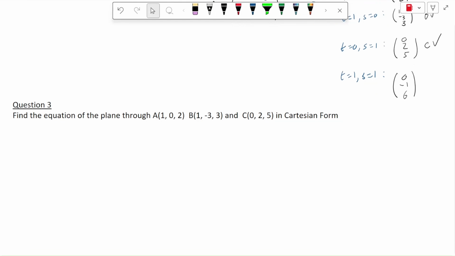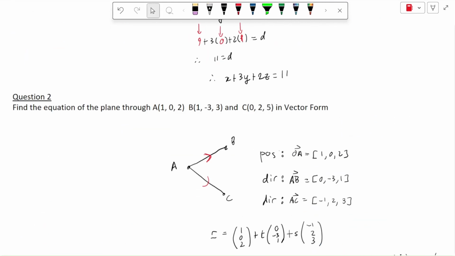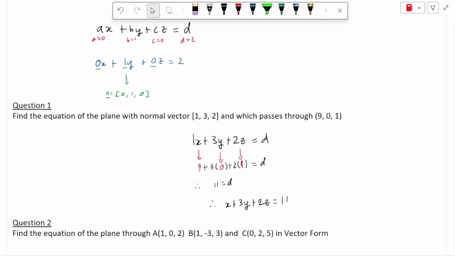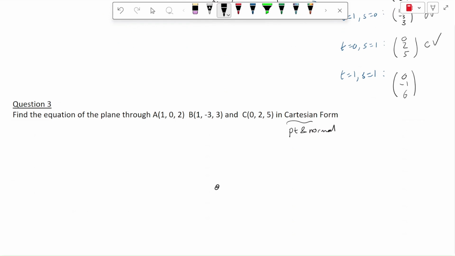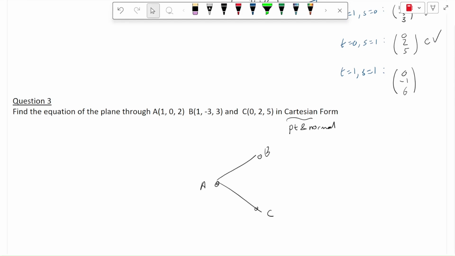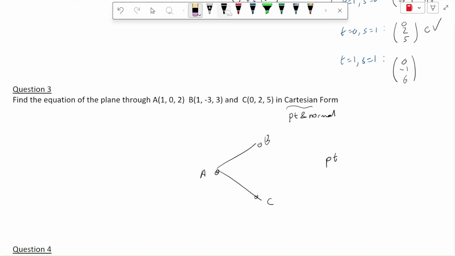So for Cartesian form, we need a point and a normal. Now, in the previous question we had the normal and the point just given to us, but now we actually sort of have to find that. So we're going to have the same diagram here. So A, B, and C. To get our point, it's actually pretty easy. It's just 1, 0, 2. Actually, I'll just leave that in point form. So the point is A, 1, 0, 2.